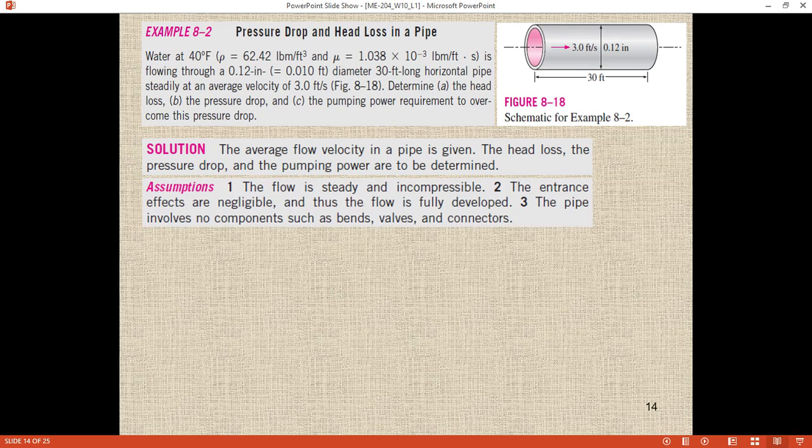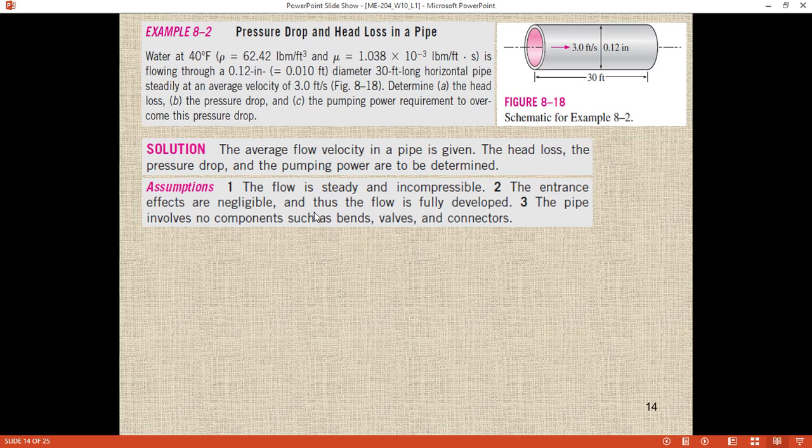Here the assumptions we are going to make: the flow is steady and incompressible. It is a very important assumption. The entrance effects are negligible, and thus the flow is fully developed. We are not saying it is laminar or turbulent, that we will decide. But we are considering the flow fully developed, because if the flow is not fully developed, then we cannot apply any equation that we have derived previously.